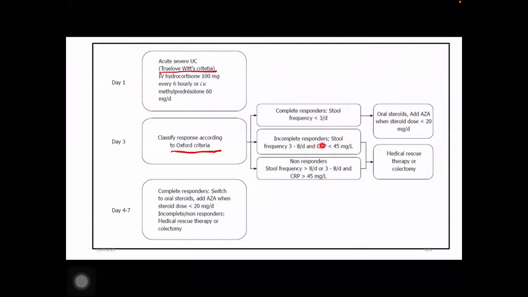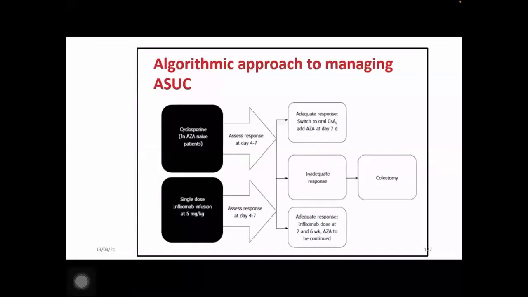But if the patient is having an incomplete response or is a non-responder, that means stool frequency is greater than 8 per day, or the patient is having a CRP of more than 45, in such a case, they are all non-responders. They need medical rescue therapy or colectomy. What are the medical rescue therapies which can be given? You can give either cyclosporin or an infliximab infusion, and then assess the response at day 4 to 7. Even after giving this medical rescue therapy in the form of cyclosporin and infliximab, if the patient has an inadequate response, go for colectomy.